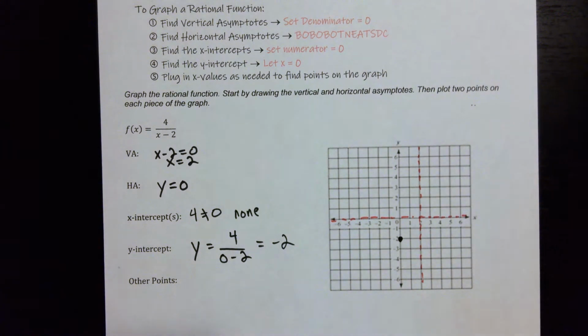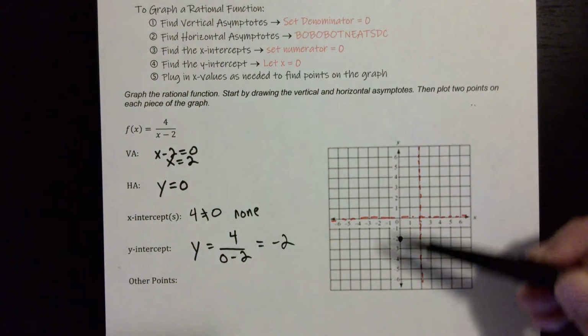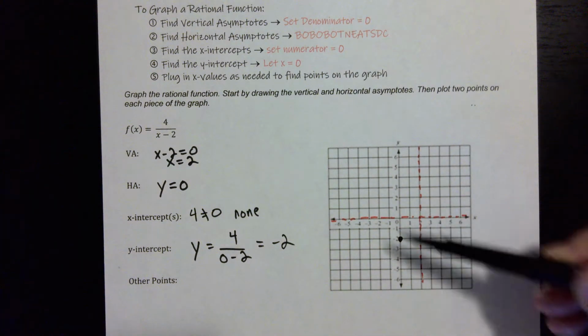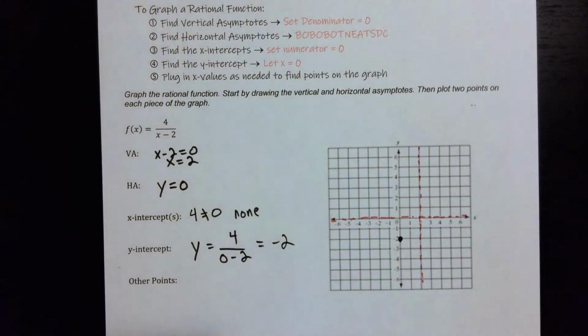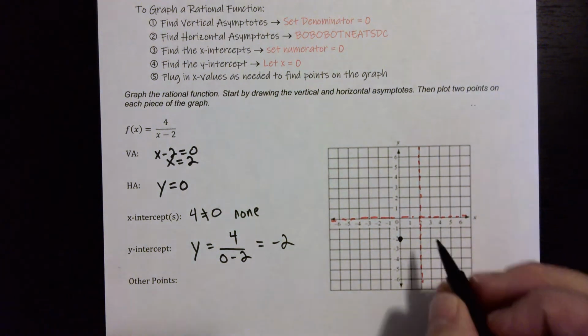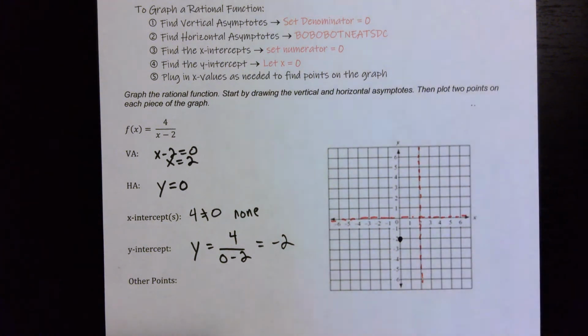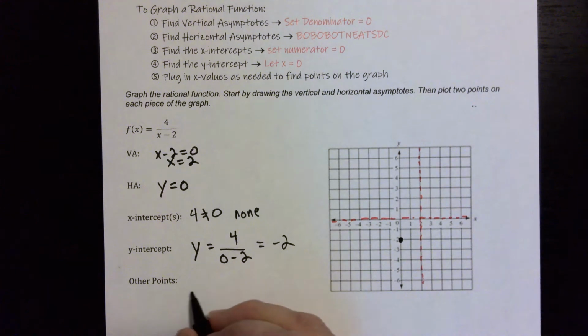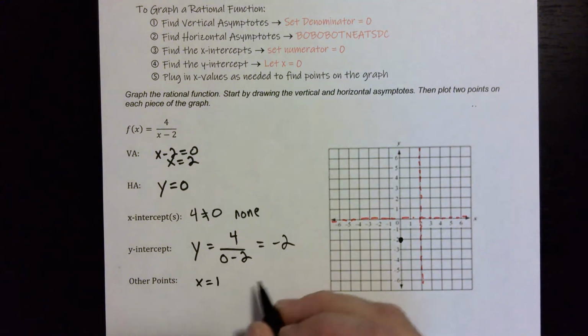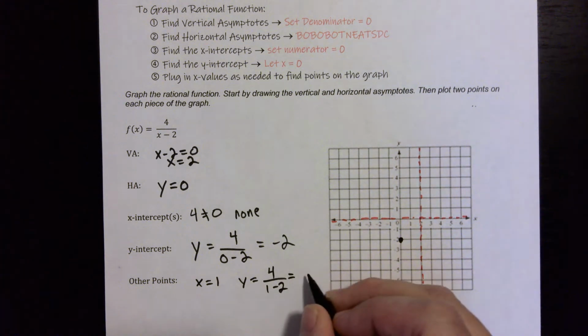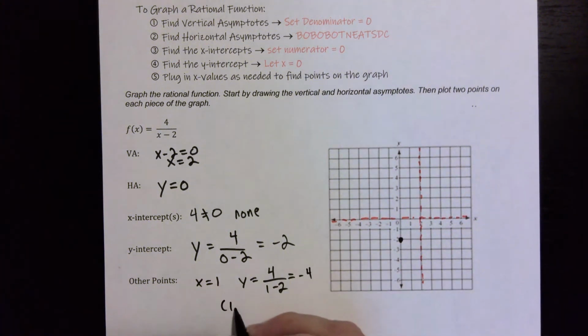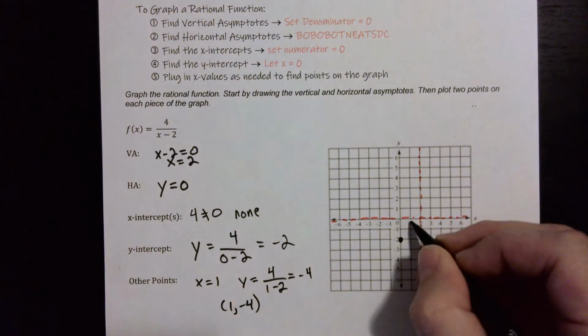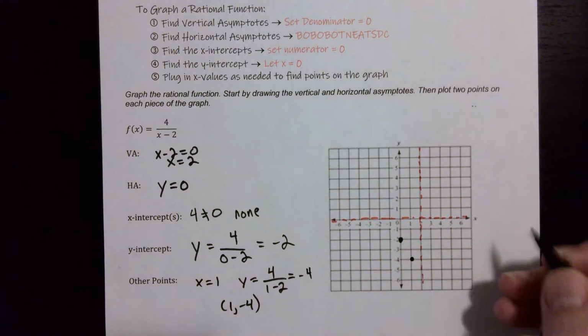Okay, and now we need to come up with some other points. We need to pick some points over here on the left of this vertical asymptote and some points over here to the right of the vertical asymptote. So let's choose x equals 1. So that's right here. If I make x equals 1, then I have y is equal to 4 over 1 minus 2, and that's going to be negative 4. So I get the point 1 comma negative 4. So 1 on the x, negative 4 on the y is right there.